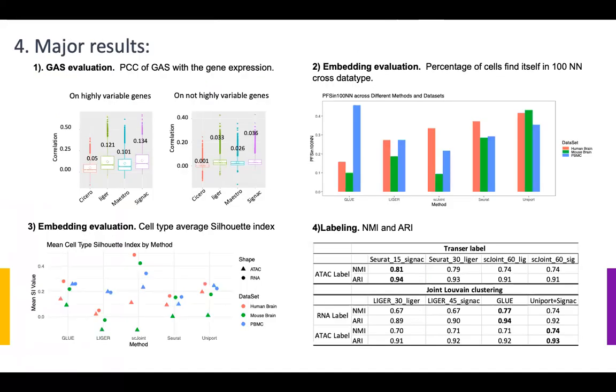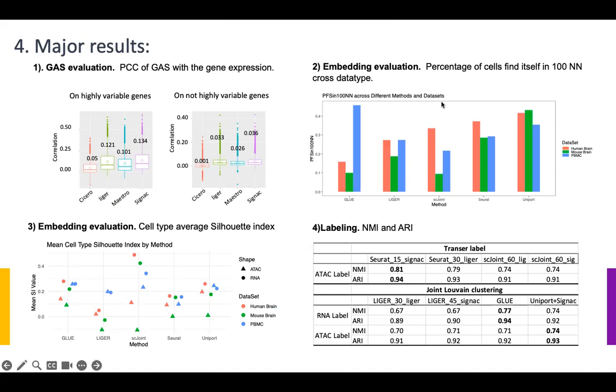There are some results. First one is gene activity score. Here it shows the Pearson correlation of gene activity scores calculated by different methods with the real gene expression. The x-axis is different methods and the y-axis is Pearson correlation. Here I only show the PBMC data's result, but the other two datasets have similar results. The Pearson correlation is generally low, although on highly variable genes, it is slightly higher.